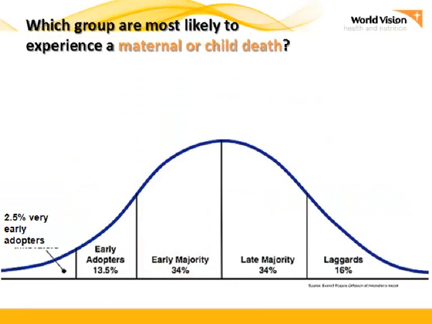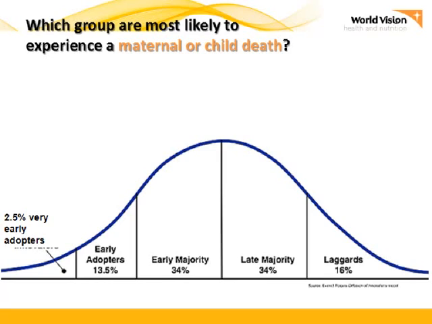So maternal and child death is not clustered evenly across the population. In fact, most studies show that it's a small percentage of people that experience most of the deaths. When we think about the distribution of behaviour change practices, we define people according to a bell curve of the rate at which they adopt a health practice or behaviour.